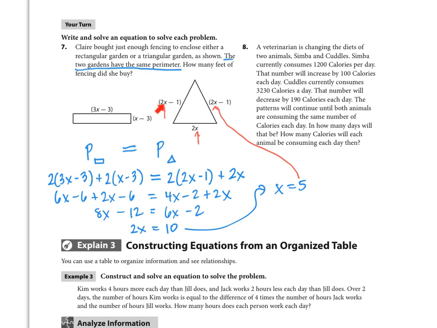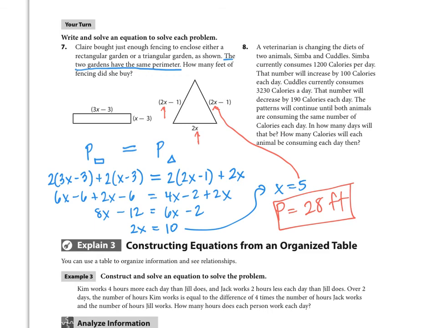If x is 5, 2 times 5 is 10, minus 1 is 9. So this side is 9, which makes this side 9. And then if I substitute 5 in here, I'm going to get 10. So 9 plus 9 plus 10 is 28. So 28 feet is my solution.